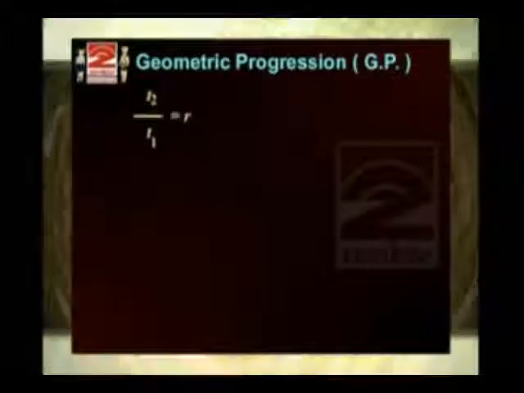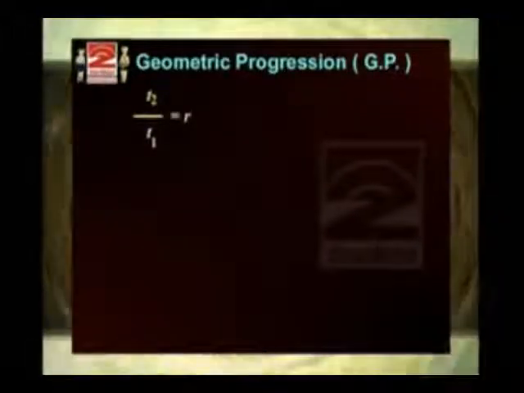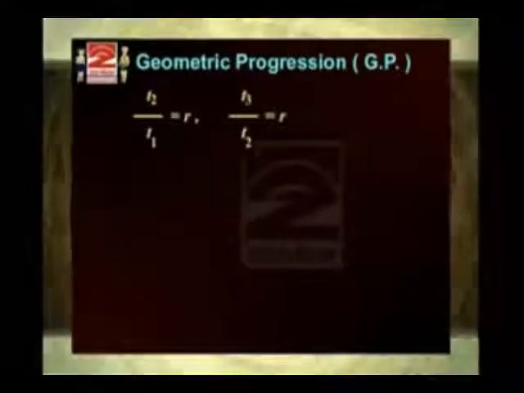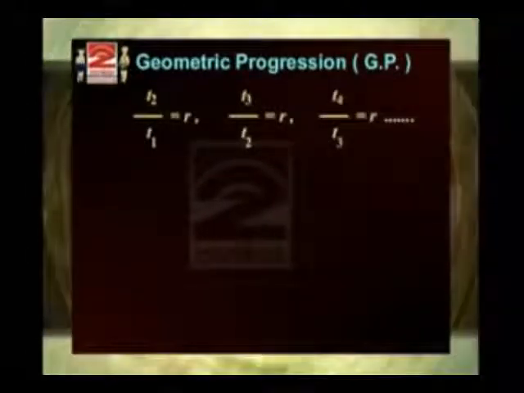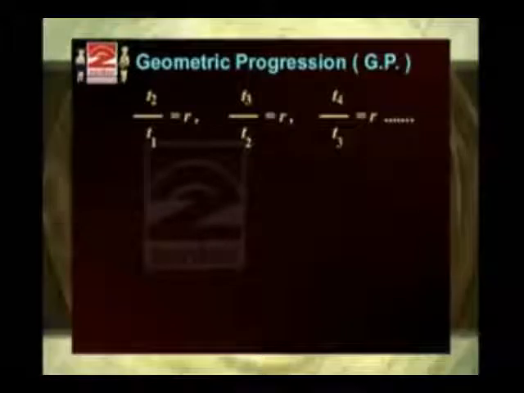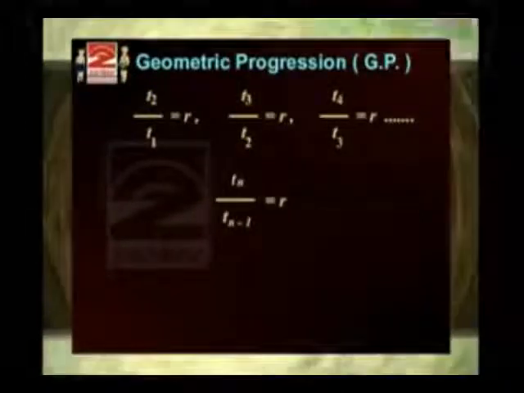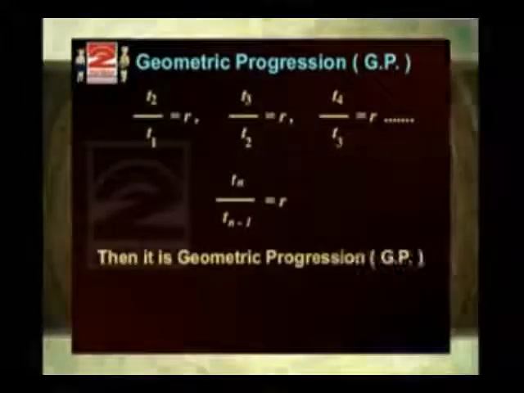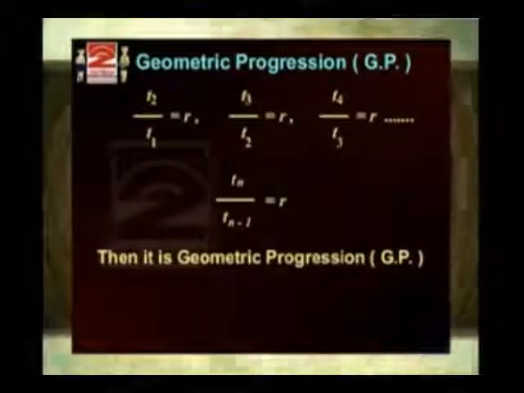After arithmetic progression, now we'll see the other type, that is geometric progression, GP. T2 upon T1 is equal to R, T3 upon T2 is equal to R, T4 upon T3 is equal to R, ..., Tn upon Tn minus 1 is equal to R, then it is a geometric progression.